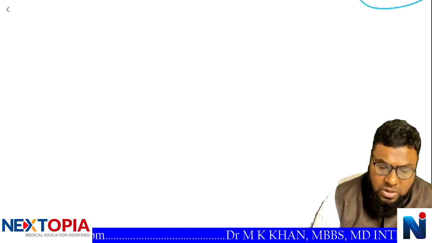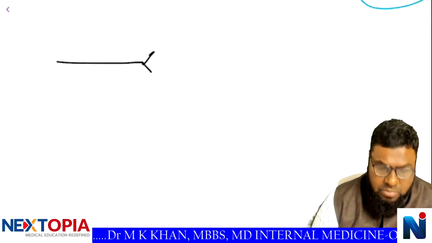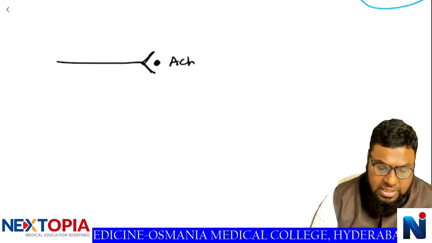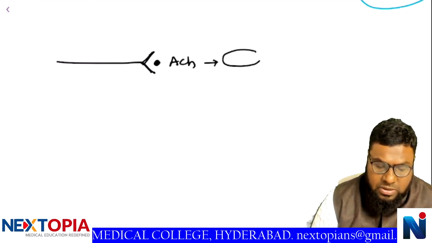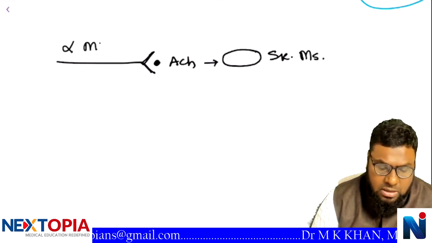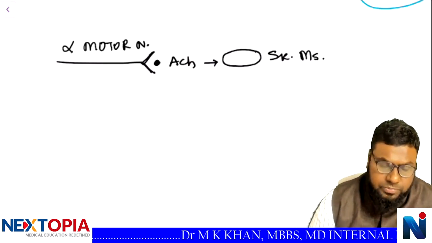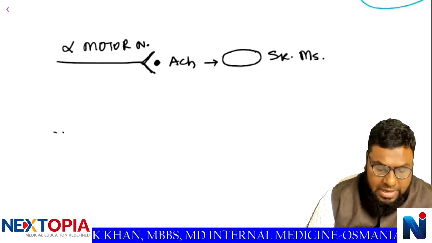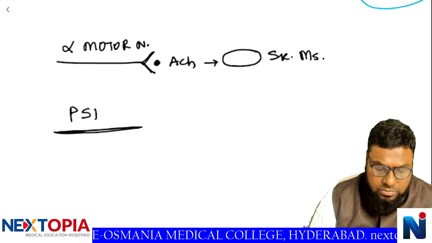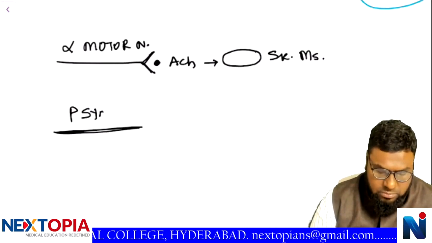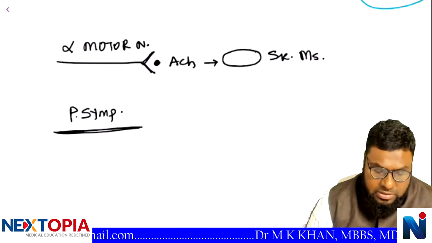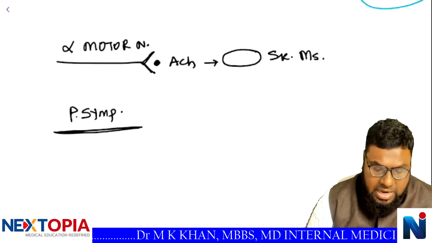Suppose this is the alpha motor neuron, and it acts via the neurotransmitter acetylcholine. It is acting on the skeletal muscle, stimulating the skeletal muscle. So this is the alpha motor neuron. If we talk about the parasympathetic, suppose this is a parasympathetic neuron, and suppose this is the preganglionic fiber.